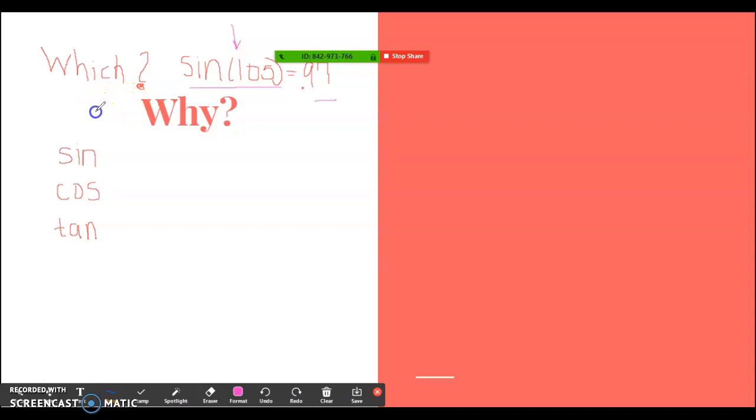Now, the question that they had is why, and I am going to bring it back to this whole concept of taking the trigonometric value at a certain angle. Let's go back and look at this.